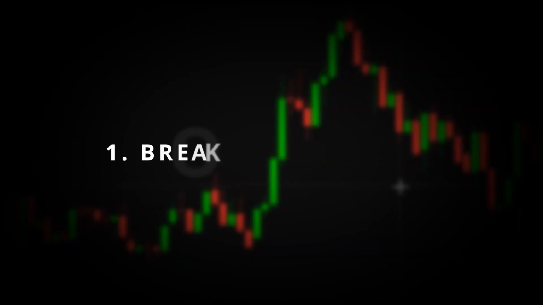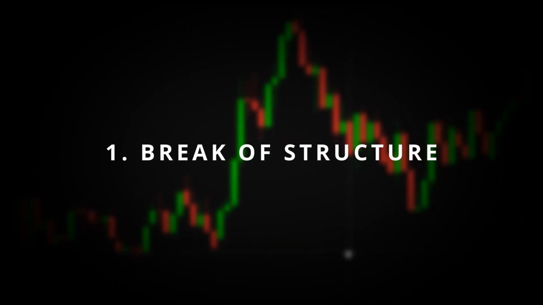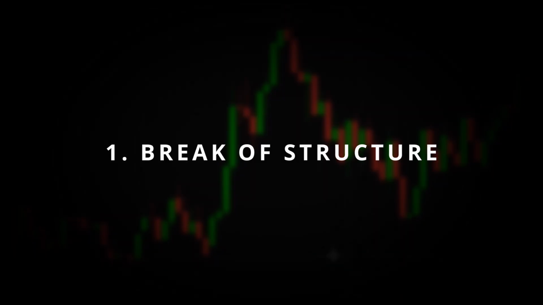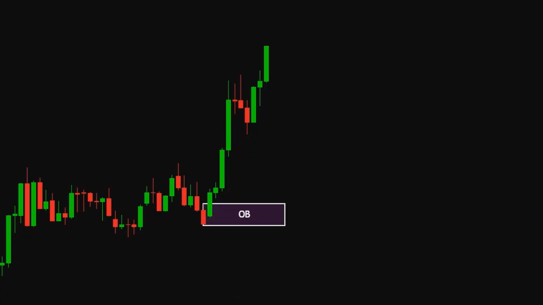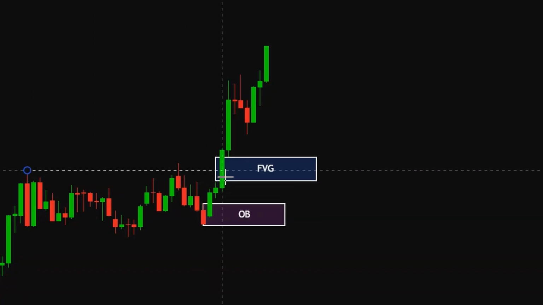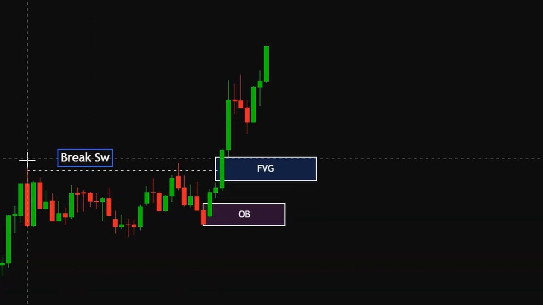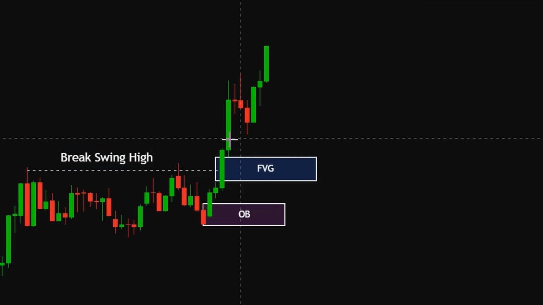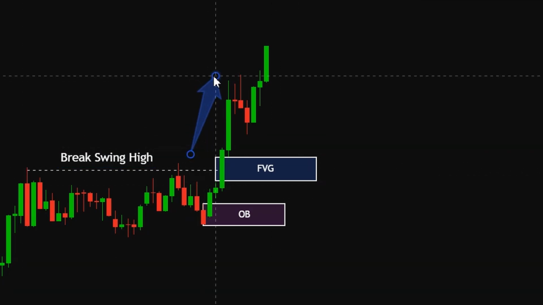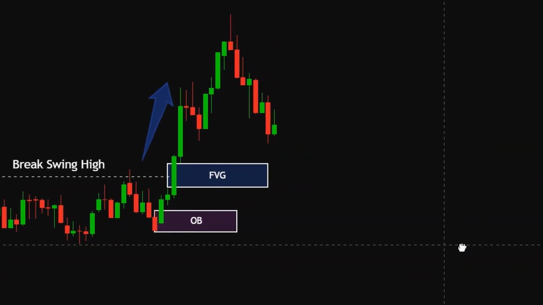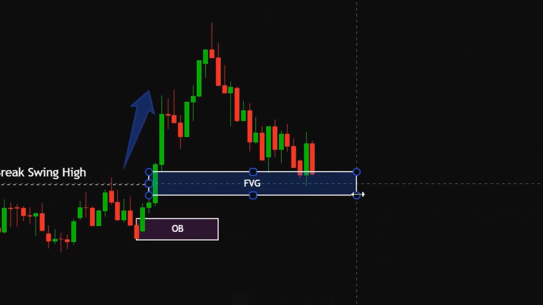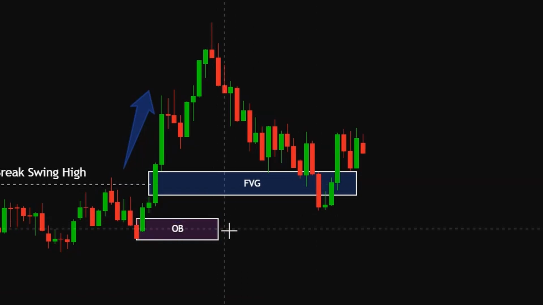The first golden criterion: it must be accompanied by a break of structure. An OB or FVG only holds high value when it is created by a price action that has broken the previous market structure. This means the price push must be strong enough to break the nearest swing high or swing low. This break confirms that momentum has shifted, and the buying-selling pressure in this OB-FVG area is real, not just a temporary reaction.